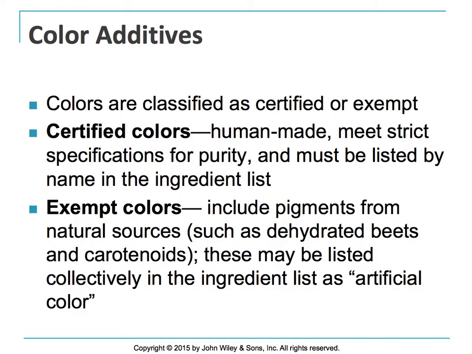Color additives. Colors are classified as either certified or exempt. Certified colors are human-made, meet strict specifications for purity, and must be listed by name in the ingredient list. Exempt colors include pigments from natural sources, such as dehydrated beets and carotenoids. Carotenoids are some orange pigments that you might find in carrots or sweet potatoes. These may be listed collectively in the ingredient list as artificial color.